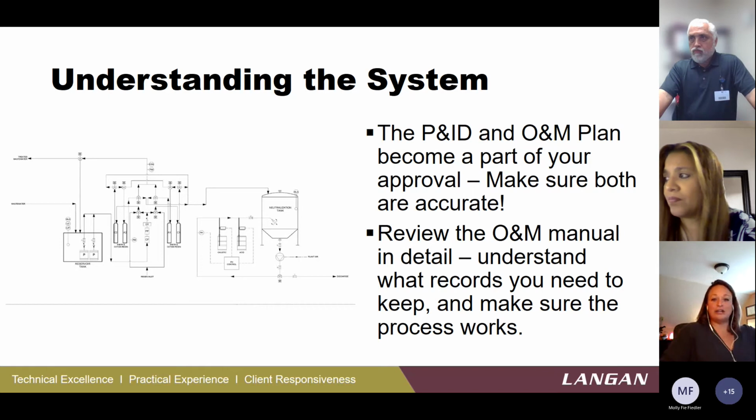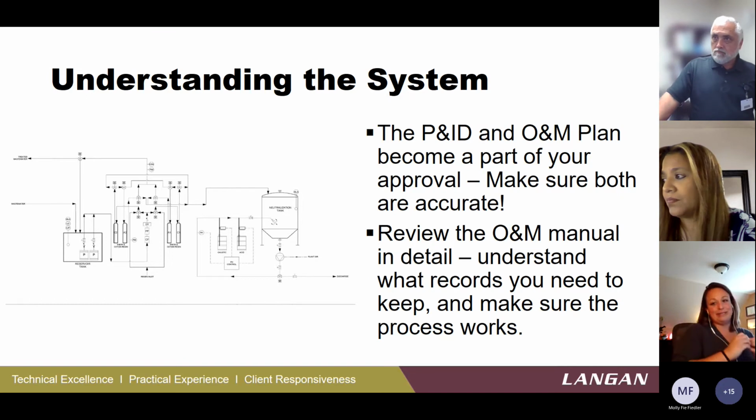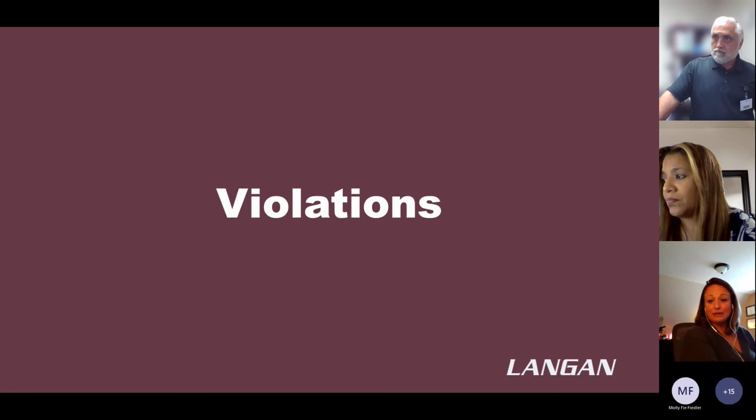Right down to how to check your probe. If you can't reach the probe at the top of the tank without doing practically a confined space entry, then maybe it's not practical to do that every day, right? Make sure what is written is able to be done. Questions on that one?